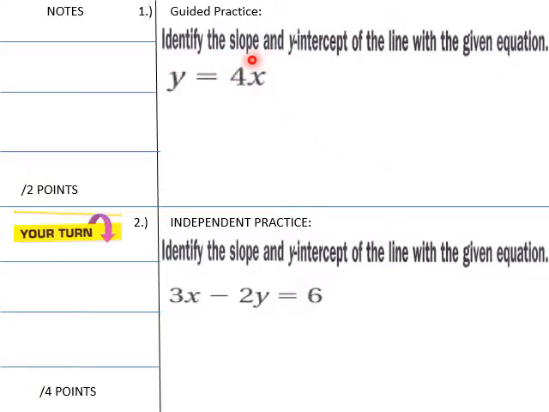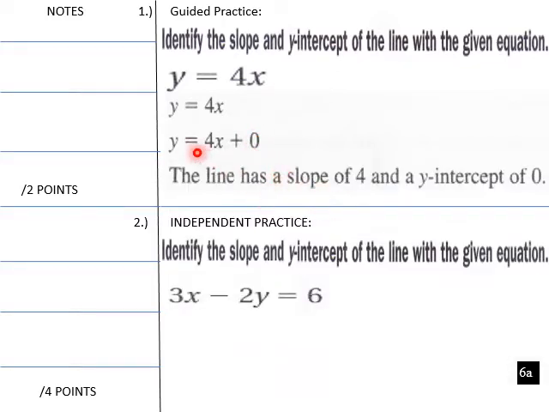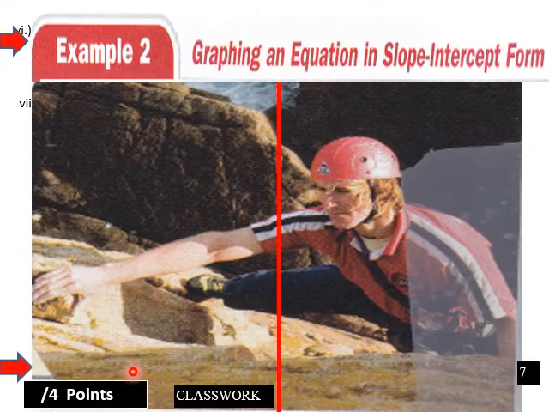Okay, now our turn. Identify the slope and y-intercept of the line with this given equation. Students, this is yours. Pay attention. So y equals 4x. This is our equation here. 4x plus 0. You might as well put a 0 in. So we have a y-intercept of 0. So m is 4. The line has a slope of 4 and a y-intercept of 0. So that's one way of looking at it. Students, this is all yours.